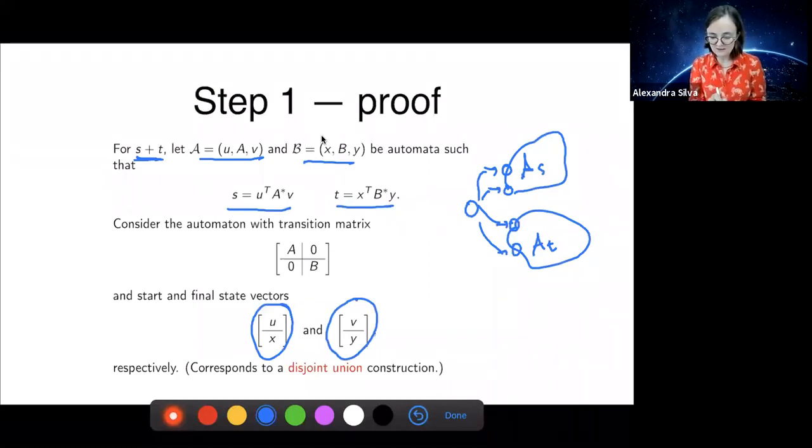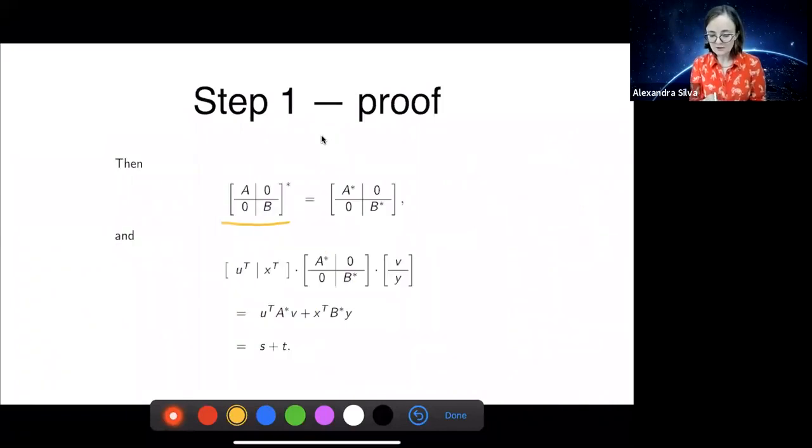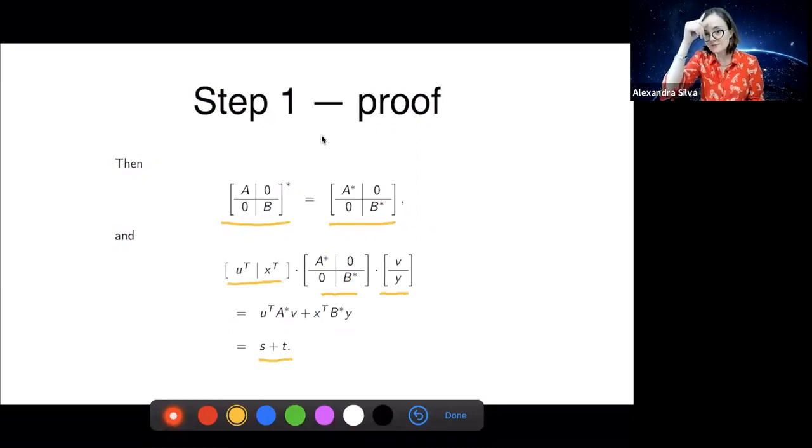And the transition matrix basically says these automata have no transitions between them. There's no interaction between them. Therefore, I just put zeros around the states interaction. So these are the states from S, these are the states from T, and I have zeros in the interaction part. And this is really a disjoint union of the two automata. And you can now compute the star of this matrix, and you can see that it will give you A star, B star. And then once you plug in the definitions of the vectors, you will see that you get exactly S plus T. So again, you just get the same expression.